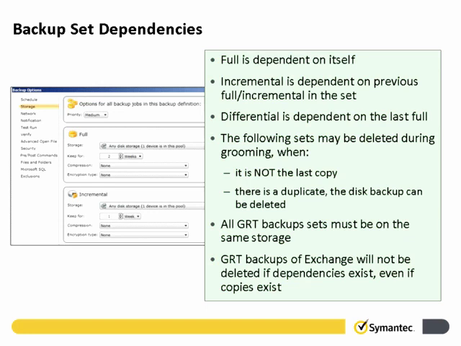GRT-based backups, that's granular recovery technology, must all be in the same storage location. I can't have GRT-based backups partly on disk and partly on tape. They all have to be together. And the Groom cycle understands that. GRT-based backups of Exchange will not be deleted even if copies exist. So backup to disk for Exchange will always be kept on disk even if it's duplicated on tape. The most recent one will always be kept.